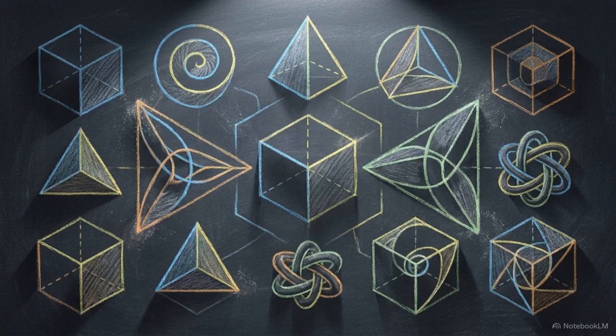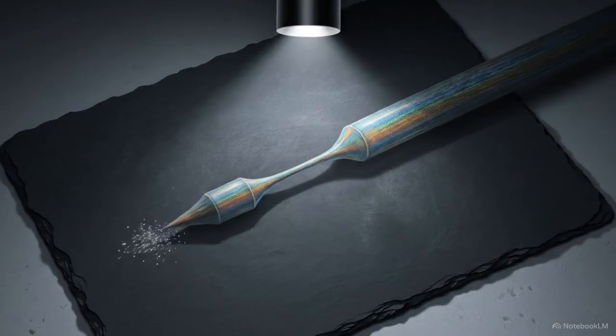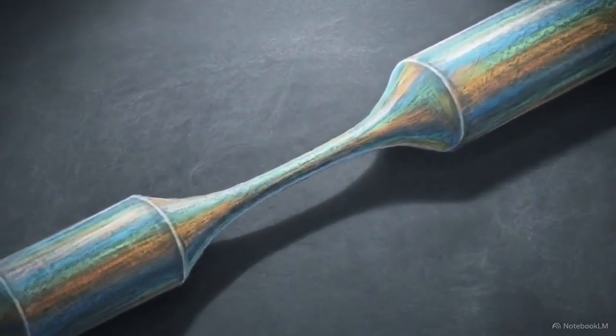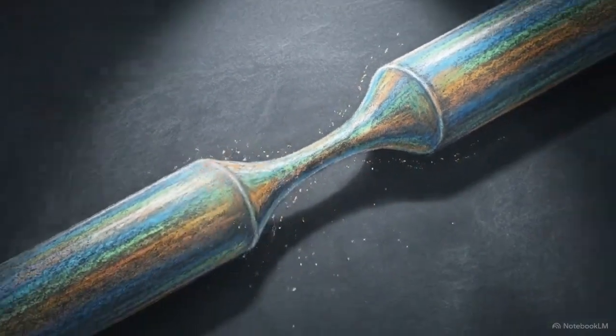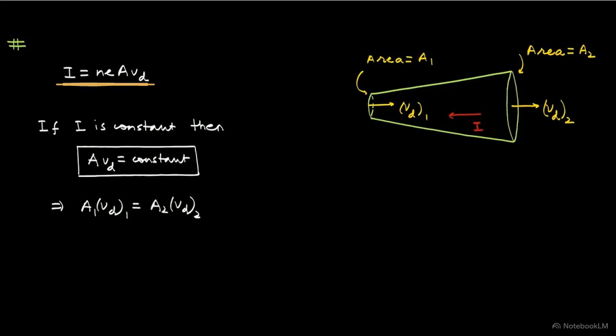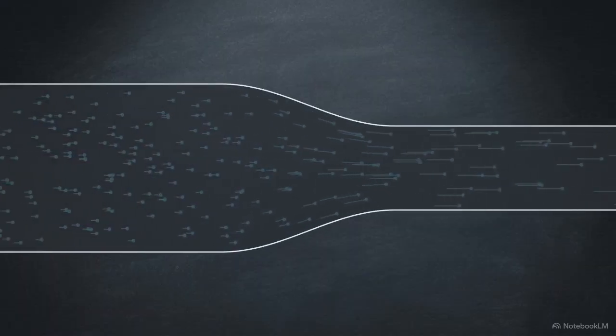This physical proportionality allows us to run a structural thought experiment. What must physically happen to the flowing electrons when a wire changes shape, but the total current remains constant? Because carrier density n and charge e remain constant, if current I is held constant, then area times drift velocity is also constant. Therefore, the area of section 1 times its drift velocity exactly equals area 2 times its drift velocity. We can visualize this abstract equation as fluid-like movement.